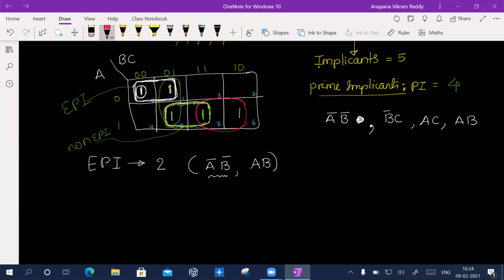Why? See, in this PI, this one is of course a prime implicant. This red is of course a PI. In this PI, this one is covered with this PI. But whereas this one is not covered with any other PI, yes or not? This one is left alone like that. It is not covered with any other PI. So therefore, I will choose this one as my EPI again.